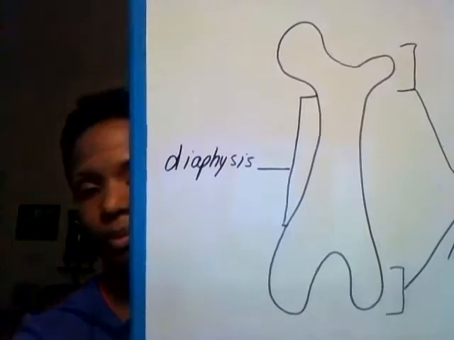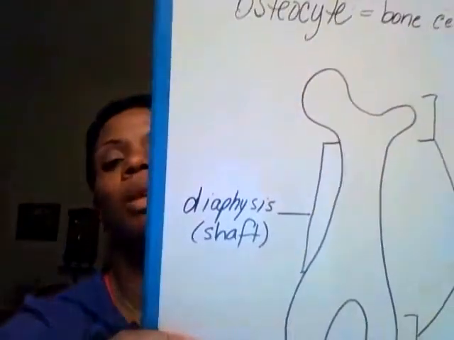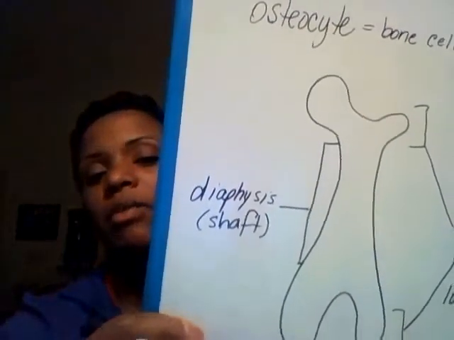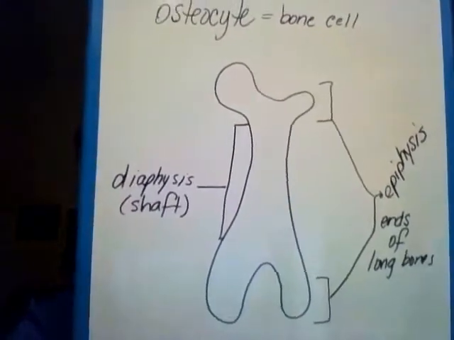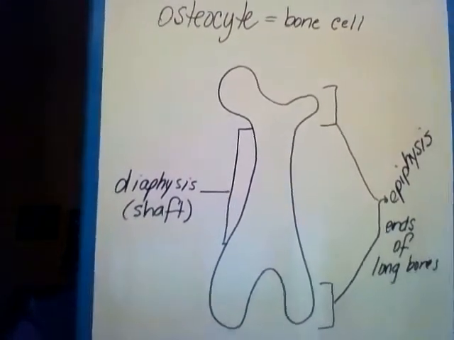Now, the shaft of the bone, which is everything but the ends, also has a name. It's called the diaphysis. The diaphysis is the shaft. Now we have different types of tissue in both the epiphysis as well as the diaphysis.